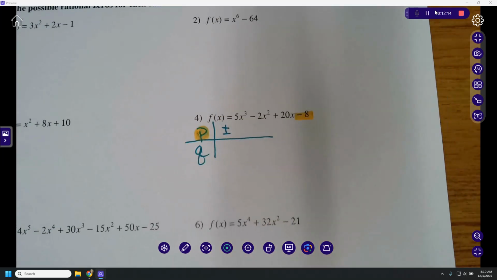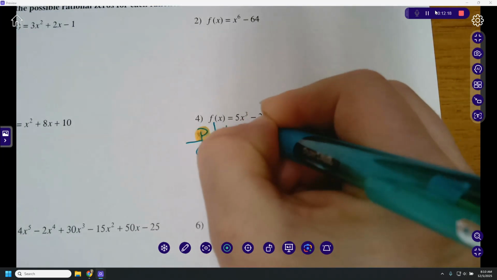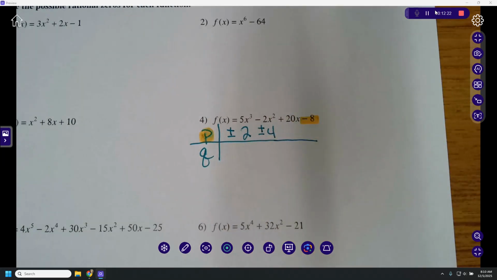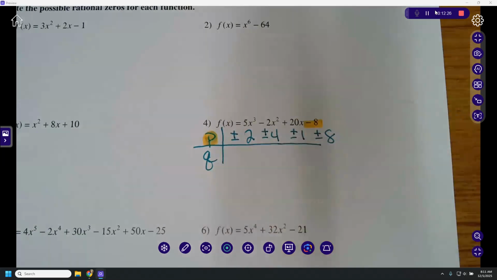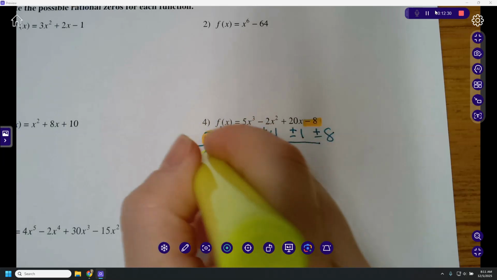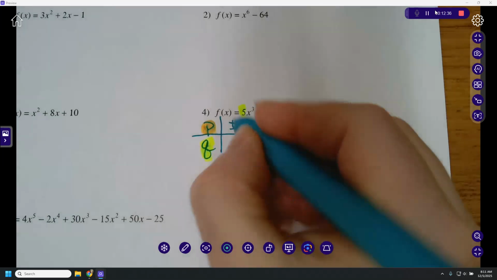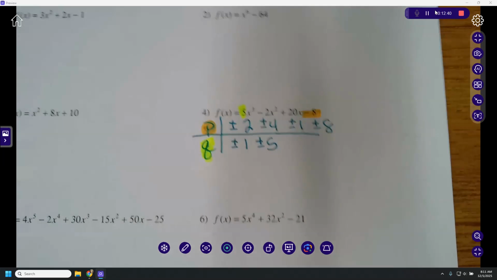Not all at once. 4 and 2. Somebody said it. I heard them. What else? 1 and 8. All right, now on the bottom, I'm going to list all the factors of 5. What are they? 1 and 5 only. Okay.